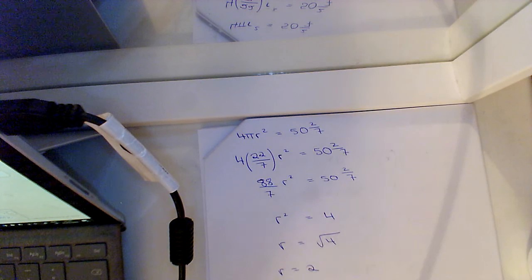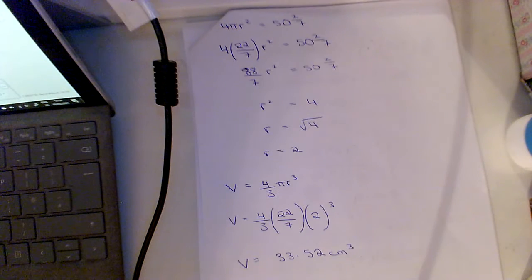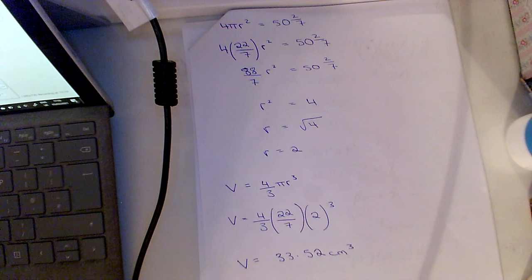Then to get my volume, my formula is 4/3 pi r cubed. So I have volume is equal to 4/3 (22/7)(2 cubed), and I get my volume to be 33.52.